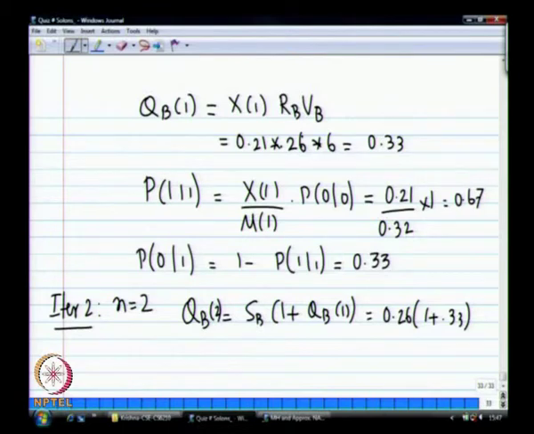Oh sorry, yeah, so this is RB, but this is QB, yes, no. Okay, there, Q, R and S are in proper places. So now this is 0.35.